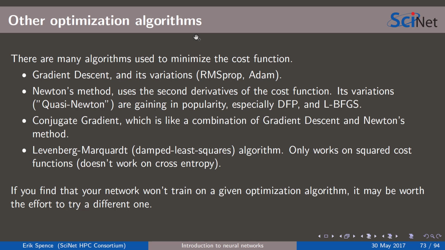Conjugate gradient has also been out there. Dantley squares only works on the squared cost function, so don't use it on cross entropy. Again, if you get stuck, and you will find this, you'll set up your network, you'll say fit, and it'll march up, it'll hit 73%, and it'll just sit there for thousands of epochs and not do anything.